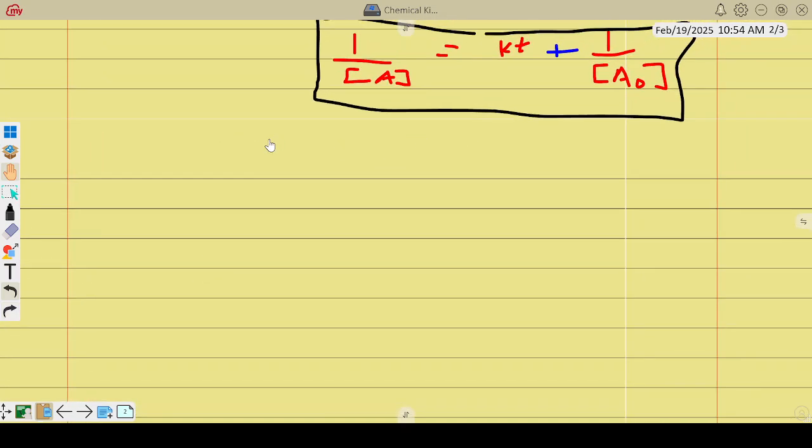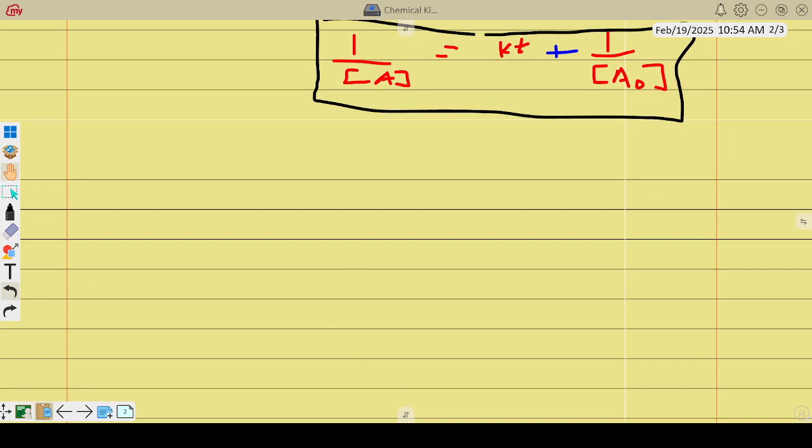Now let's do the half-life. So how do we work out the half-life? Always know that the half-life is the time for half of the initial concentration to be used up. So the second order reaction is 1 over A equals KT plus 1 over A naught, the initial concentration.